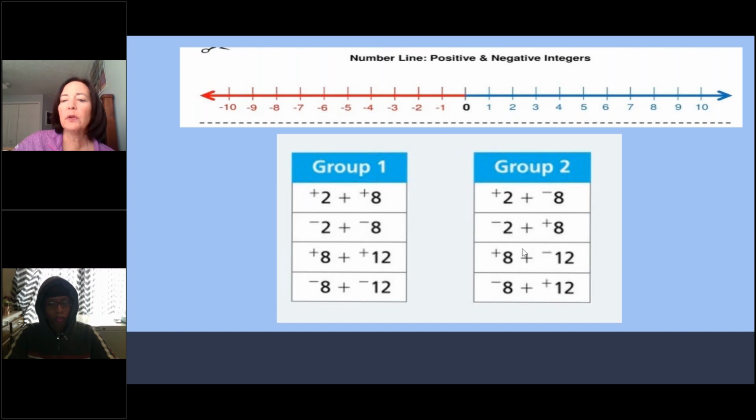Group 2 is a little different. In this group, we always have a positive plus a negative, or it might be a negative plus a positive.